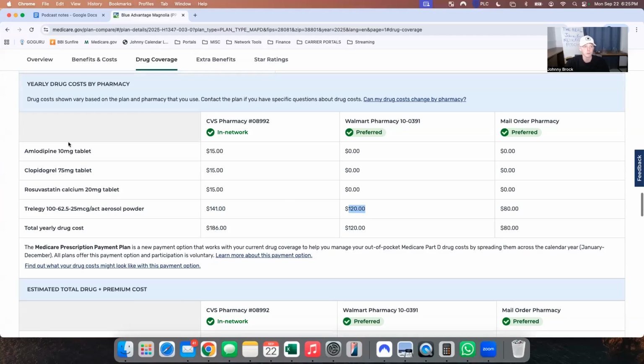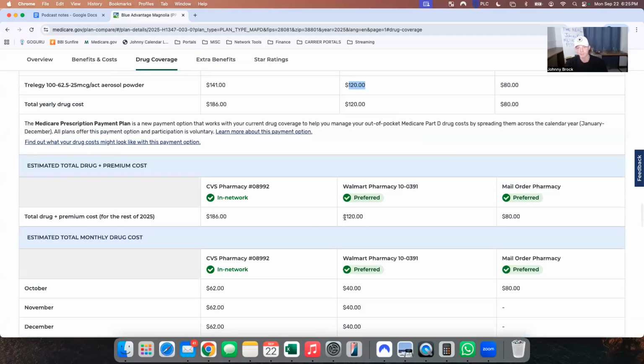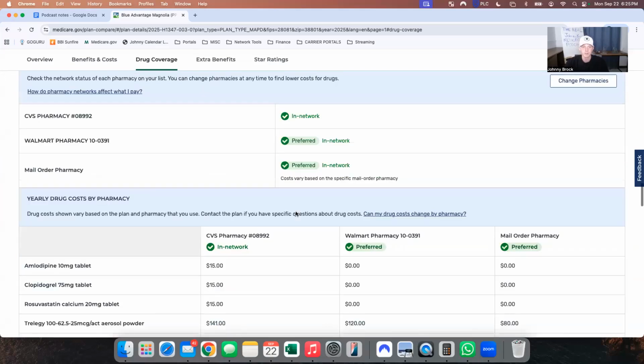This is your yearly drug cost by the pharmacy. What it's doing is taking every month and adding them together. So you're paying $40 per month. That's probably going to be a year-wide thing. So what's 4 times 12? It's $480, roughly what you're going to pay, like I was saying.